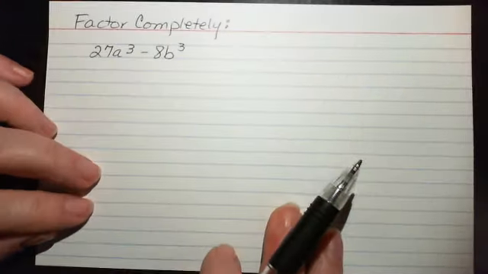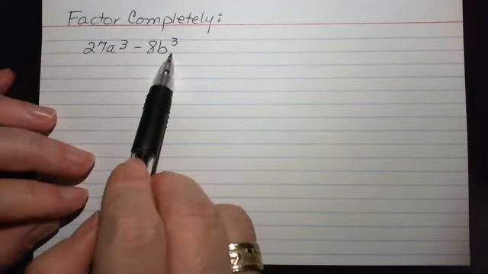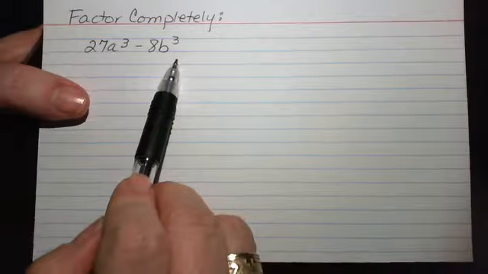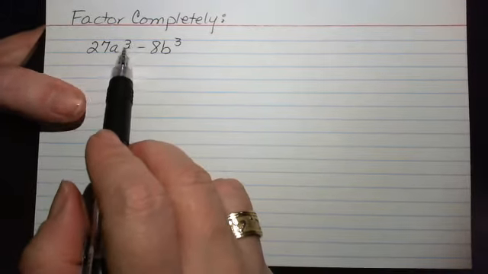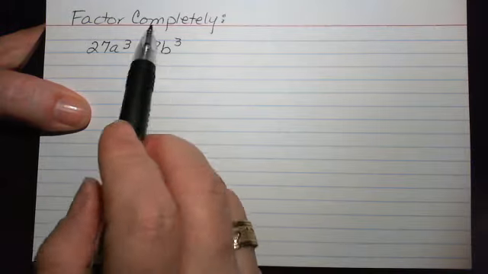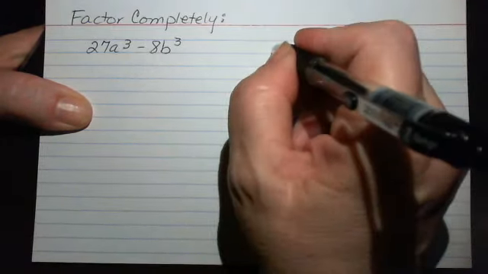Okay, let's look at another factoring by pattern. Okay, here we see two terms. So again, if we have a binomial and we're factoring, we definitely need to look for patterns. This time I see the exponent 3, so we call those cubes. So we want to see if this is a difference of cubes pattern.